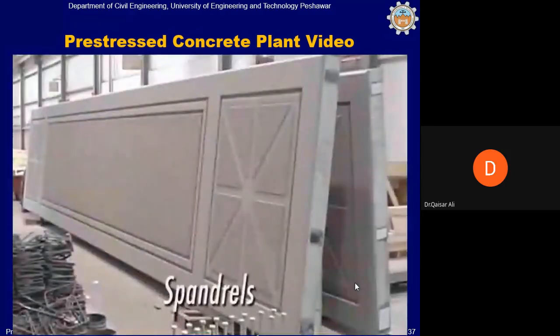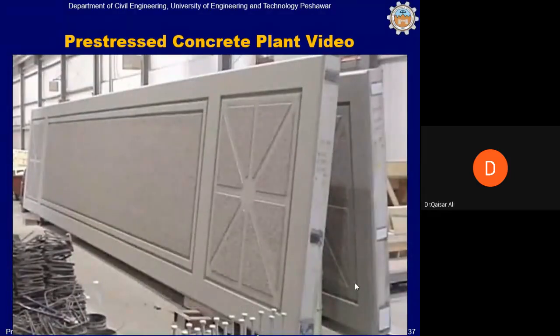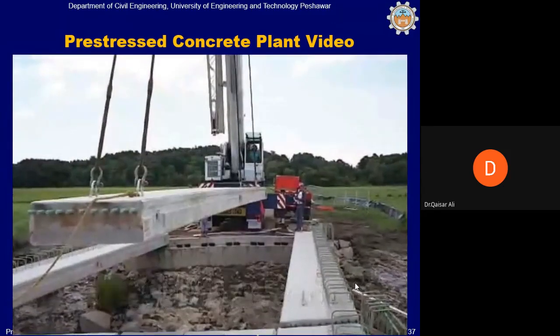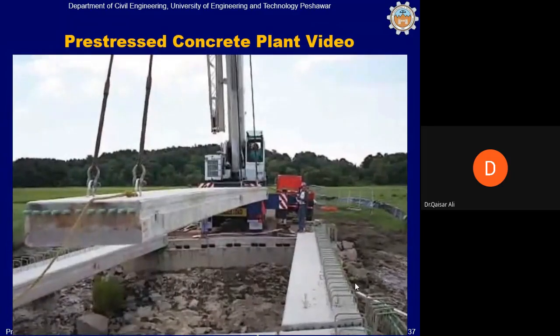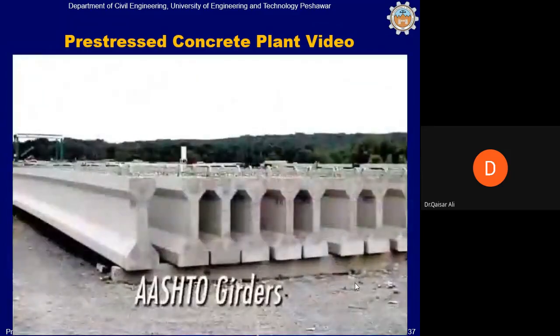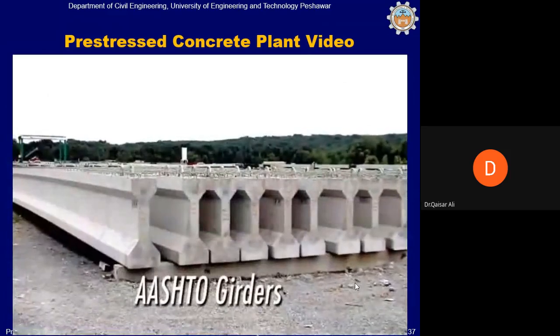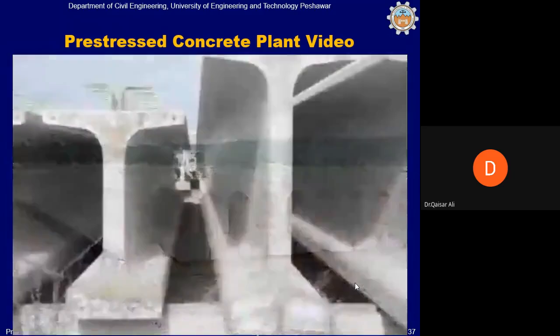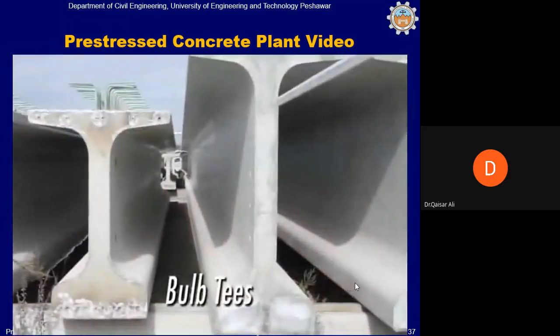Architectural spandrels used in office buildings and parking structures can be made using the pre-stressing process. Deck slabs and box beams, which are used primarily in short span bridge construction. Standard AASHTO girders, which are used in long span bridge construction. Standard bulb tees are also used in long span bridge construction.